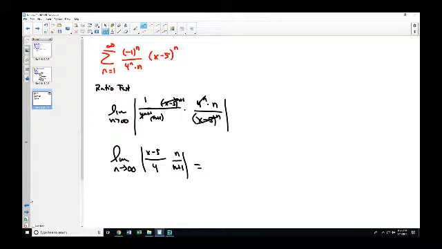Why can't you cancel the n's? Because these are not exponents. We canceled them here because they're exponents. Remember the exponent rules. This is actually x minus 5 to the n times x minus 5 to the 1. When there's addition, you can't cancel. So these end up canceling, but not when they're not in the exponent. But the nice thing is, what is the limit of this as n approaches infinity? 1. So the limit is absolute value of x minus 5. Okay.